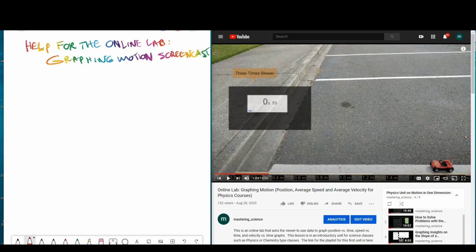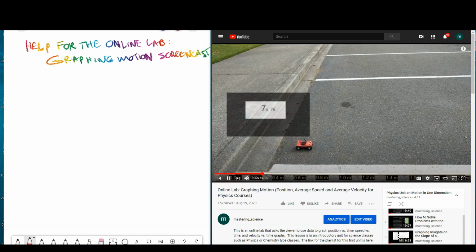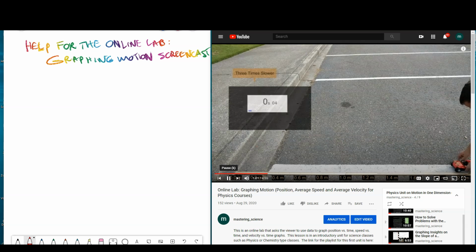So let's go ahead and get to it. First of all, you get to this point in the lab and I have a video where you're going to see the car as it travels. Actually, if I go back a little ways, this is in real time, and then I slow it down. And one of the first things you're going to do is start taking data. And so how do you take data? Well, you need position and you need time, right?